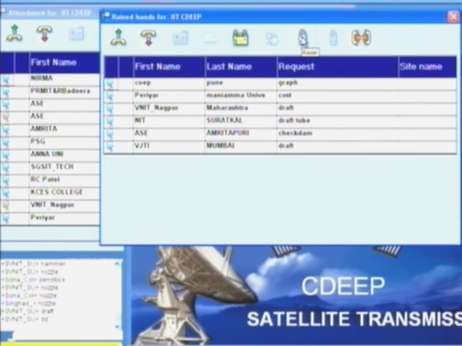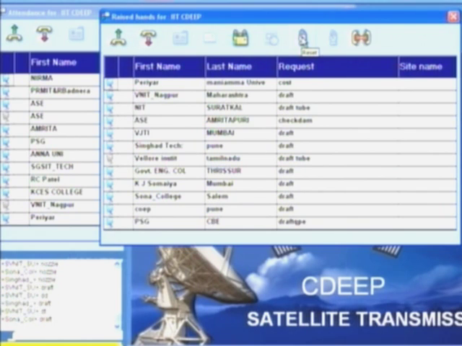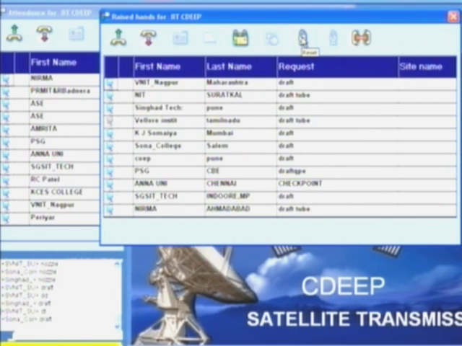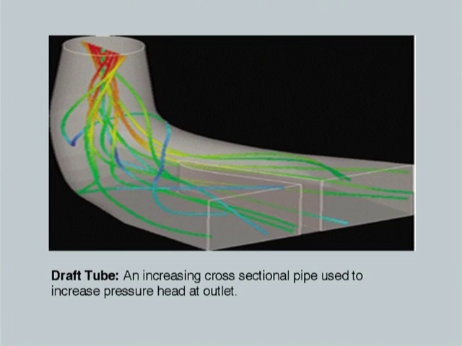This is the next picture. What does this indicate? Any guesses? Yes. VNIT Nagpur gets the right answer first. It is draft. KJ Somaya, Vellore, Sona College, PSG, SGIT, Indore, almost all of them have got it. VNIT gets it first. Yes, it is draft. That's a picture of a bank draft. A draft tube is an increasing cross-sectional pipe used to increase the pressure head of the outlet.